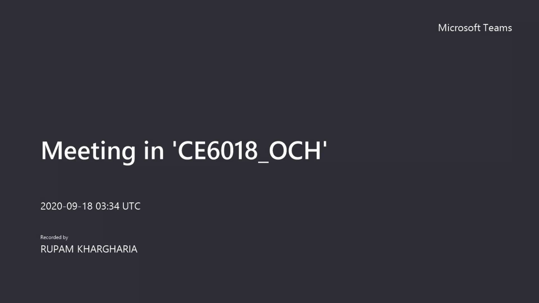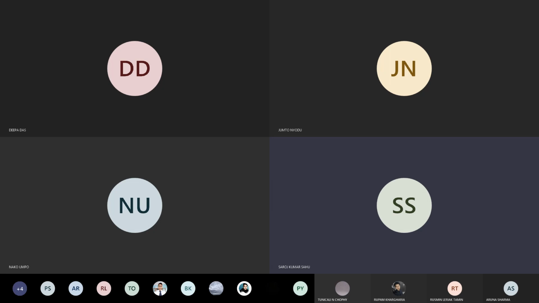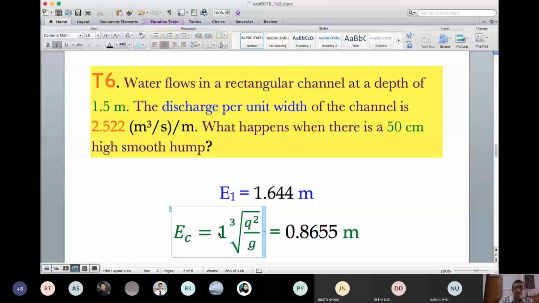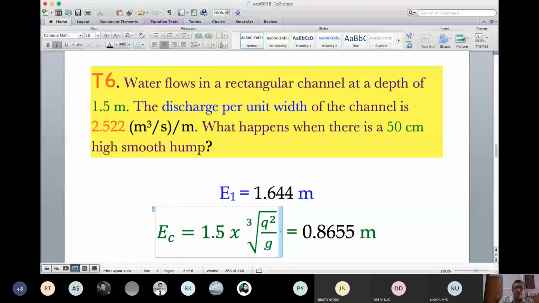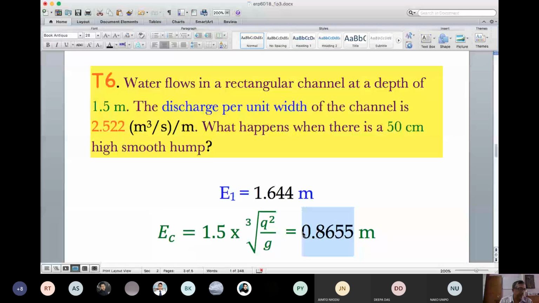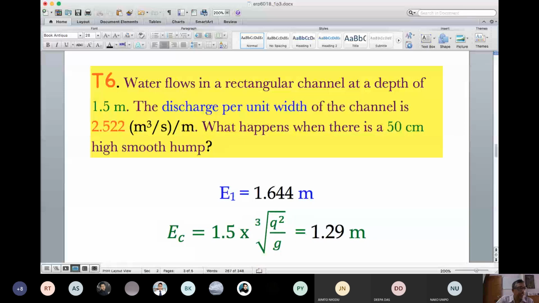To compute Ec, this is 1.5 times this. That is what Ec is, and what you get is 1.298 meter.